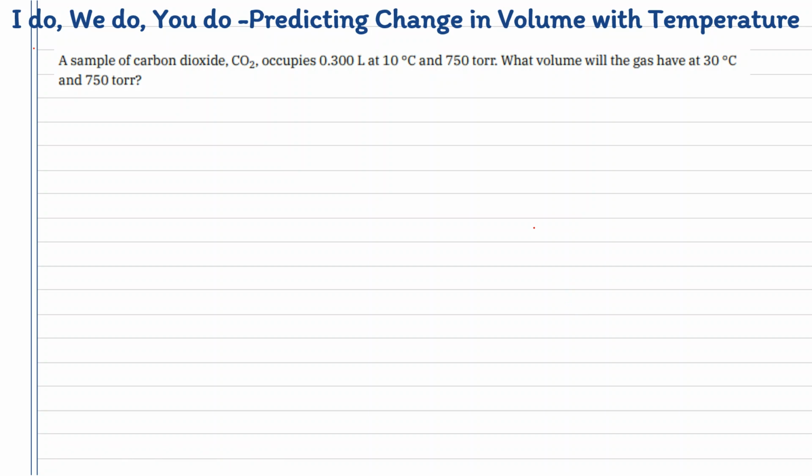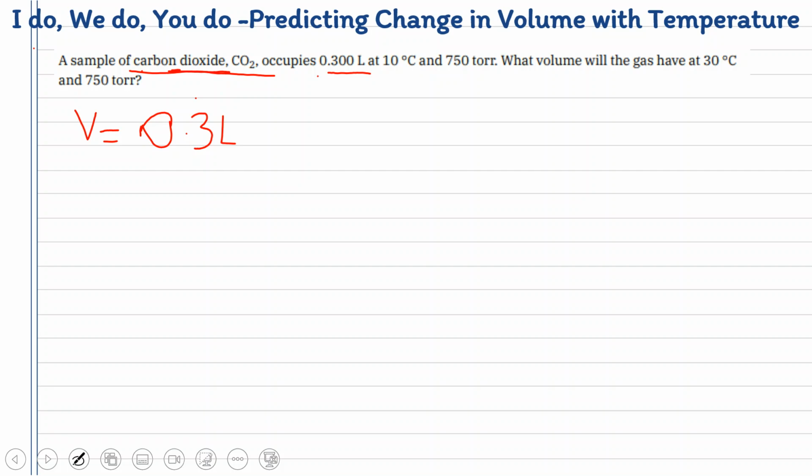So let's go. We're saying a sample of carbon dioxide. So our gas is what? Carbon dioxide. Always pay attention to that. Our gas is carbon dioxide. It occupies 0.3 liters. So what is 0.3 liters? I'm assuming you know that liter stands for volume. So 0.3 liters is volume. That's the first part of it. And they're saying that the gas occupies this volume at this temperature.